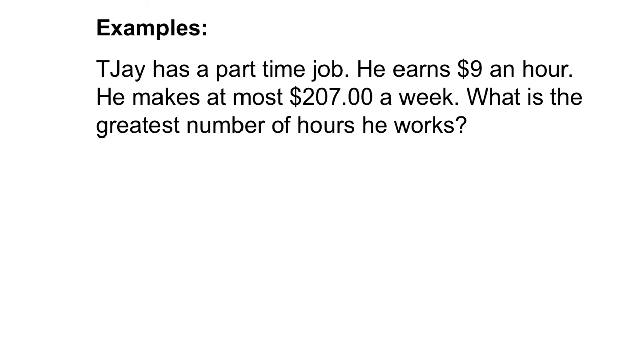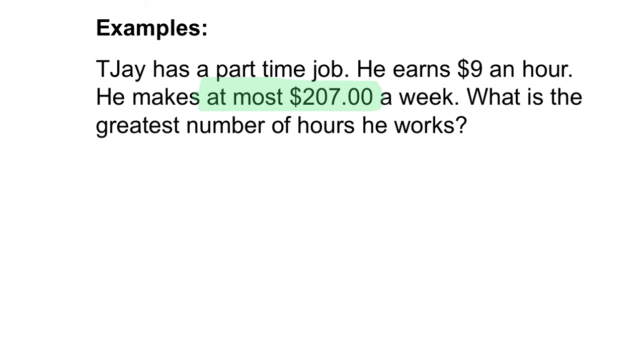Take a look at this one. TJ has a part-time job. He earns $9 an hour, and he makes at most $207 a week. What is the greatest number of hours he works? So again, we're going to look for those words that tell us what symbol to use. This tells me he makes at most $207 a week. At most means he makes, the most he can make is that much. So he either makes that much or he makes less than that if that's the most he can make.